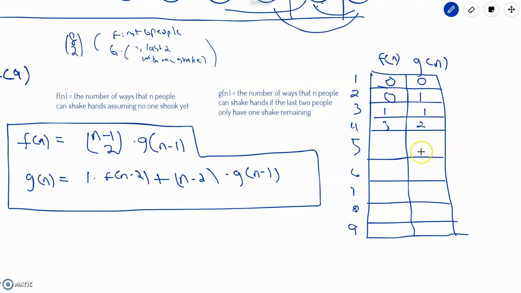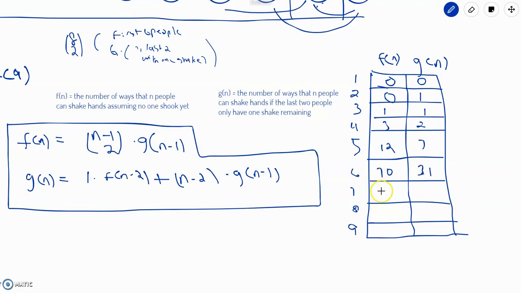So now f of 5 is equal to 4 choose 2 times g of 4, which is equal to 6 times 2, which is 12. And g of 5 is equal to f of 3 plus 3 times g of 4. So 1 plus 3 times 2 is 7. f of 6 is equal to 5 choose 2 times 7, which is 70. g of 6 is equal to f of 4 plus 4 times g of 5. So that's equal to 3 plus 28, which is 31.